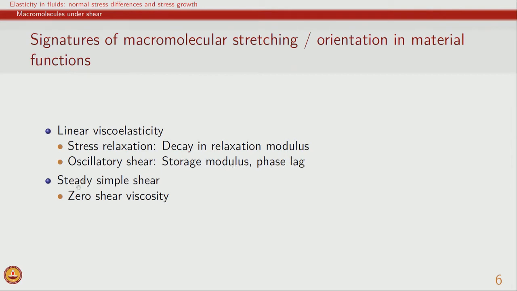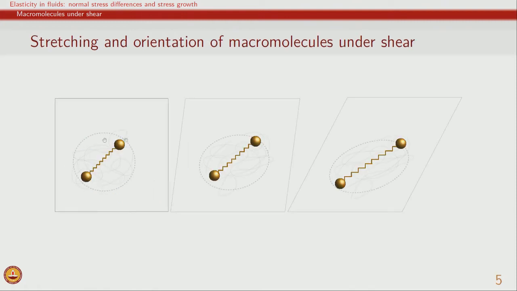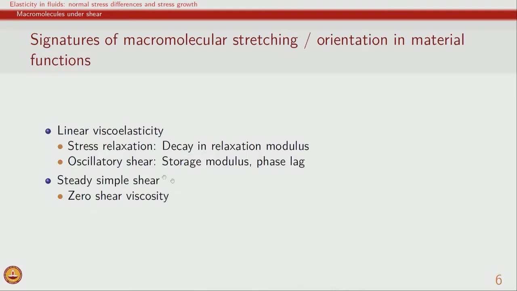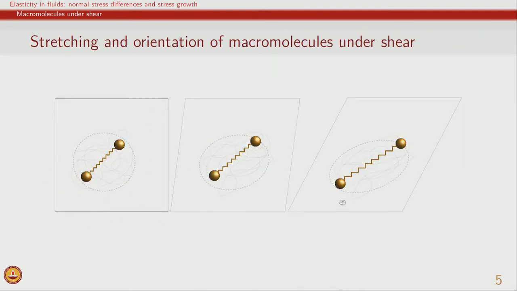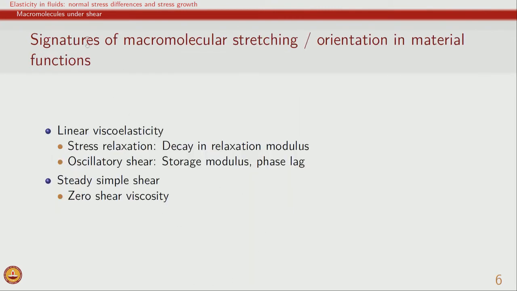In terms of steady shear property, we saw that the consequence of the stretching and orientation was that we get higher viscosity. Because the macromolecule is present and exchanges friction with the solvent, and it stretches and orients, it will lead to a zero shear viscosity, which is different compared to the solvent itself. And so, these are the consequences or the signatures of macromolecular stretching and orientation in material functions related to polymer solutions. So, today we will look at one more such feature, which arises because of the basic mechanism, which is stretching and orientation.